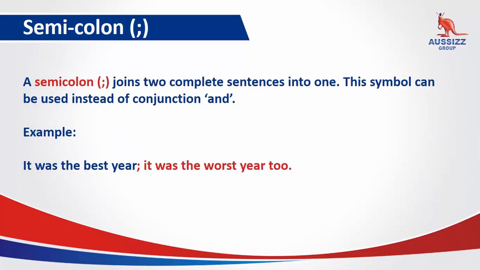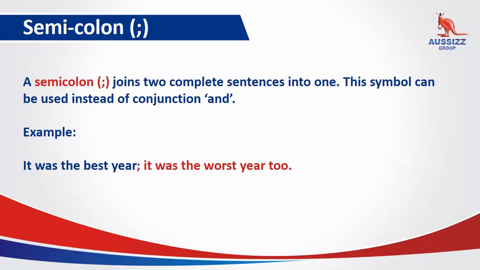Next is the semicolon. It's similar to a colon, but it functions in a different way. Rather than appending your sentence with ingredients or lists, instead it appends one sentence with another sentence. It basically can be used, as shown here, instead of and. An example would be, it was the best year; it was the worst year also.